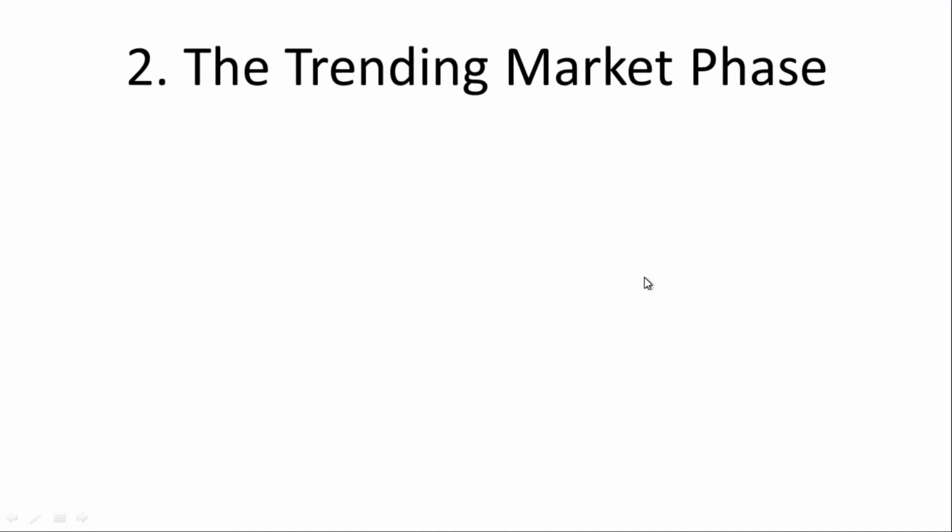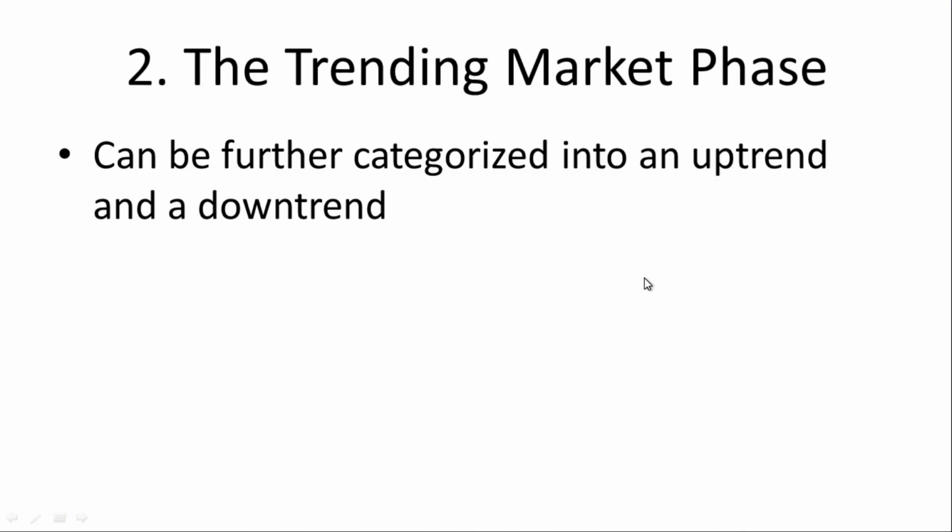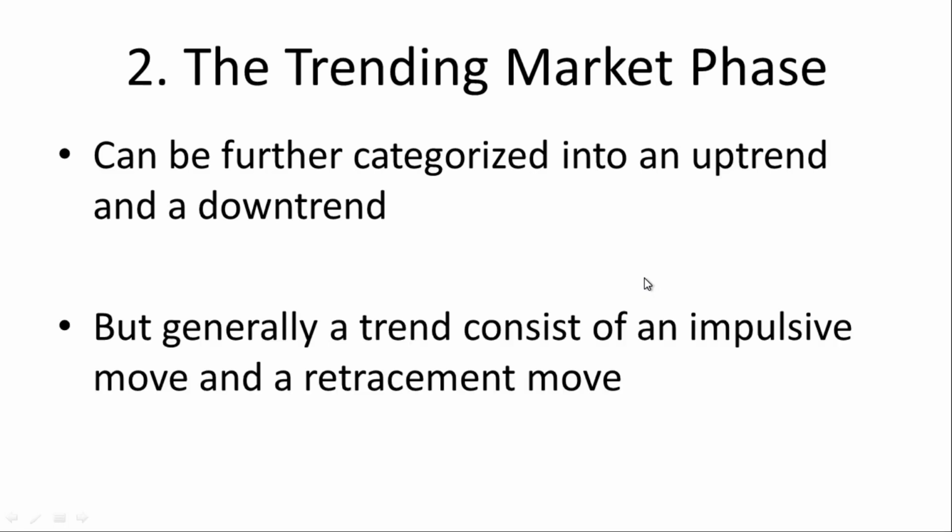Okay, so now moving on to the trending market phase. A trend can be further categorized, or it can be split into a downtrend and an uptrend. Generally, a trend is characterized with what we call an impulsive move followed by a retracement move, as I'm going to show you in drawing. All right, so if I can pull out my whiteboard, this is what I mean. Let me draw using my pen.